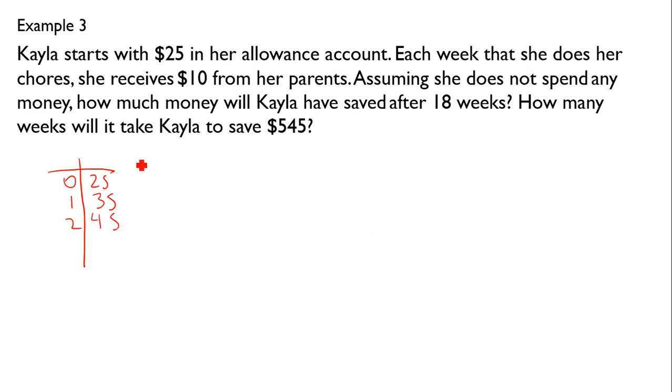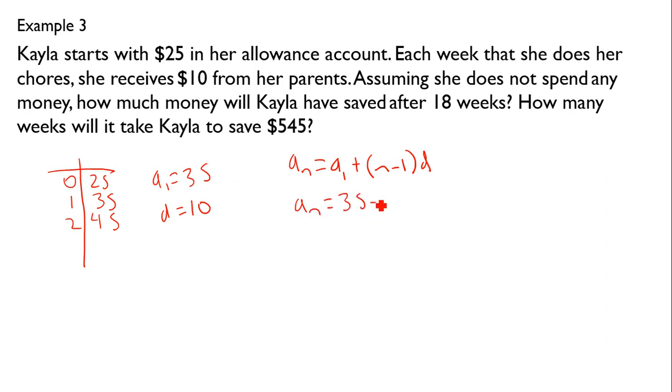So first off, let's write down what we need. Our a sub 1 is 35. That's how much money she's got after 1 week. Our d, or our common difference, she's making $10 each week. So let's go ahead and make our explicit formula. a sub n equals a sub 1 plus n minus 1 times d. So our a sub n equals 35 for a sub 1 plus n minus 1 times common difference of 10. Okay, we want to know after 18 weeks.